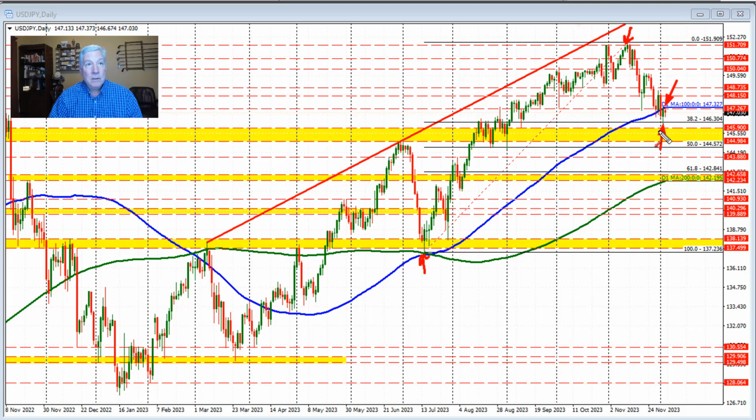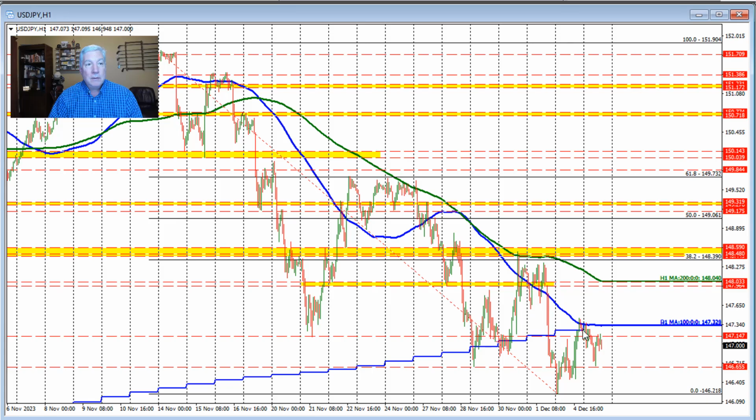You can see how the 100-day moving average came in at 147.3327, and that's going to be resistance in the short term off the daily chart. Let's drill down to the hourly chart. When we look at the hourly chart, we can see the resistance against the 100-day moving average here.